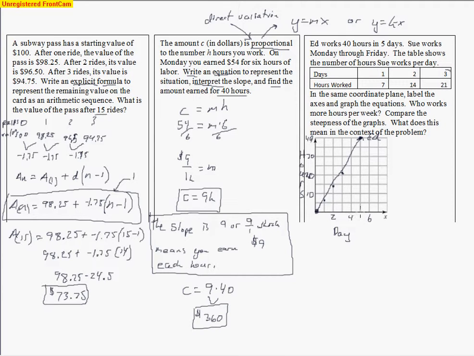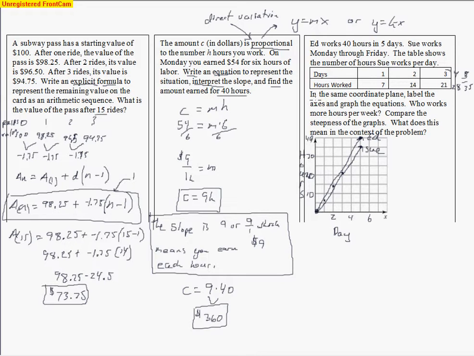And if we go ahead and extend this formula out, 4 days is 28 hours, so 5 days would end up being 35. So that's one I can fit on my graph. So 5, 35 would be right there. You can definitely see how Sue's line is underneath Ed's line here. So that's what it looks like. And so there's Sue.